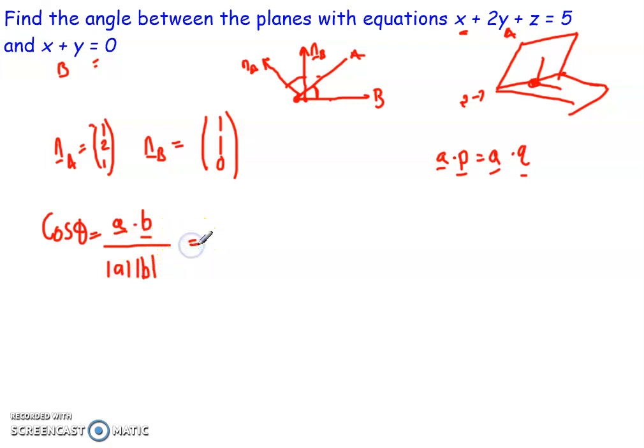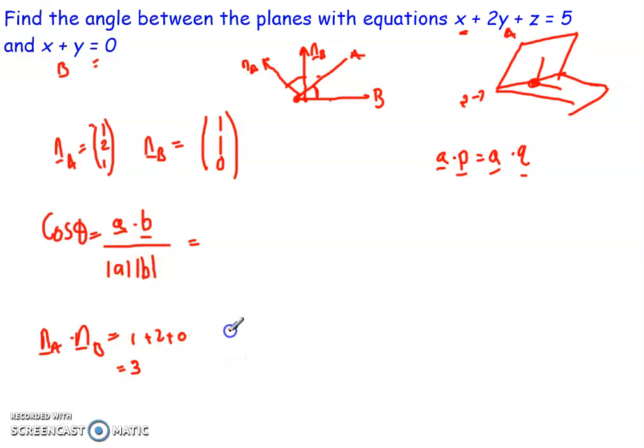So what I'm going to do is the dot product of A and B, so let's do NA dot NB, scalar product of both my vectors. So I'm going to have 1 times 1, which is 1. I've then got 2 times 1, which is 2, then plus 1 times 0, which is 0. So my scalar product is just 3.